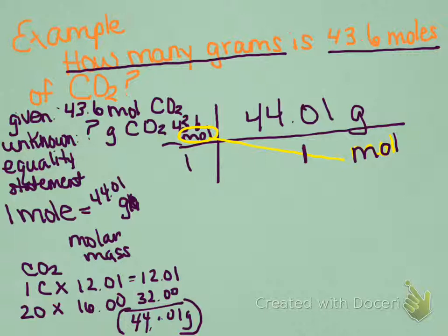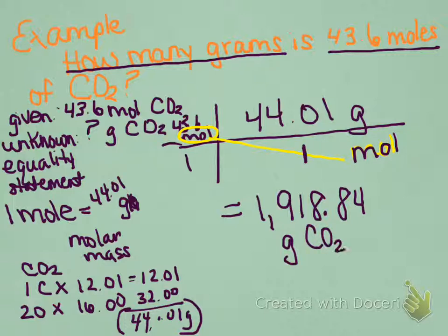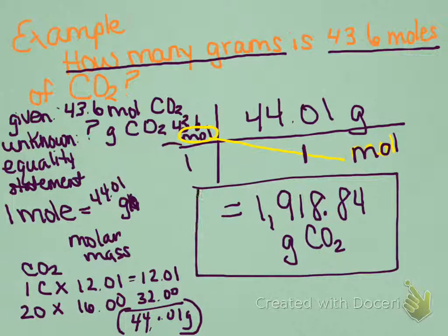Alright, so let's do that math. Remember, I'm going to multiply across the top, so that means that I have to take 43.6 times 44.01. If I plug that into my calculator, I get 1,918.836. I'm going to round that to 2 places after the decimal. So my answer is going to be 1,918.84 grams of carbon dioxide. Okay, so that's how we would do that type of problem.